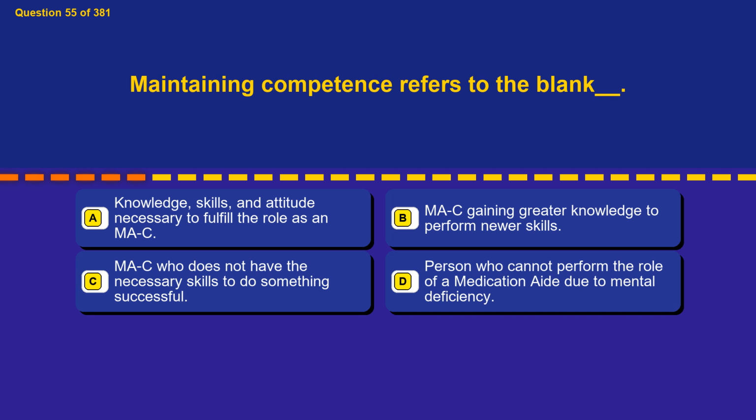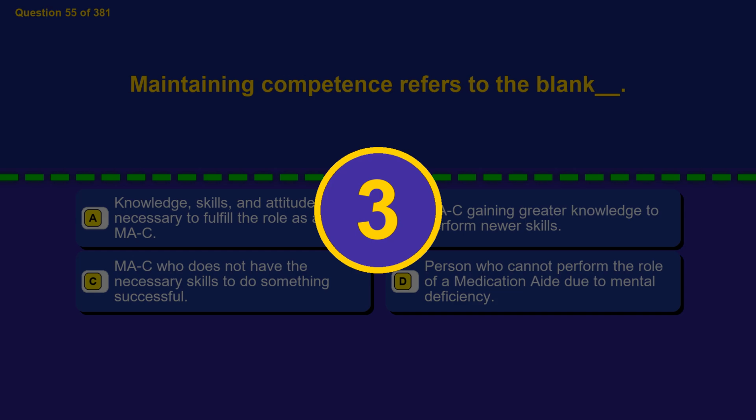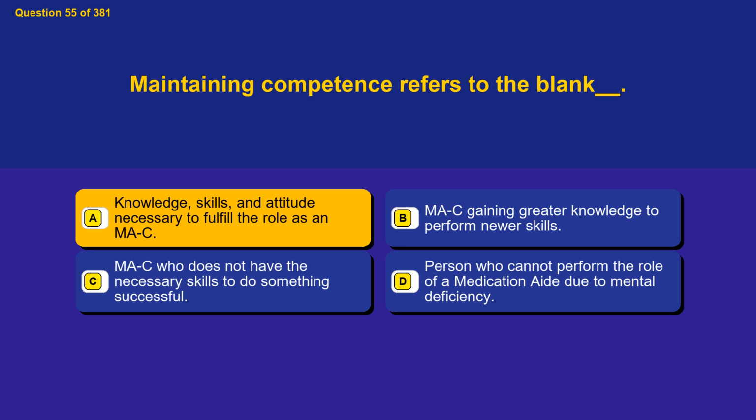Option A, knowledge, skills, and attitude necessary to fulfill the role as a MASI. Option B, a MASI gaining greater knowledge to perform newer skills. Option C, a MASI who does not have the necessary skills to do something successfully. Option D, a person who cannot perform the role of a medication aide due to mental deficiency. The correct answer is option A, knowledge, skills, and attitude necessary to fulfill the role as a MASI.